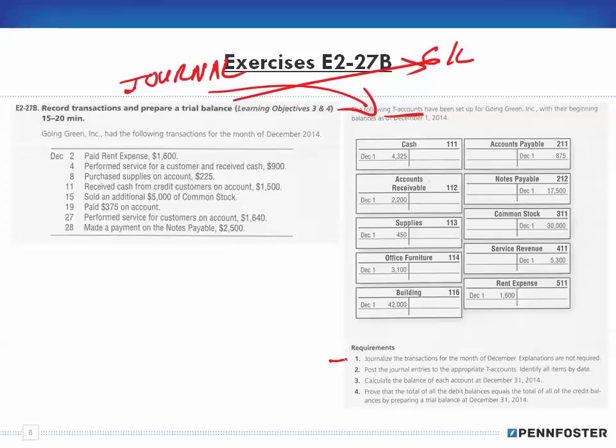So it says 1, journalize the transactions for December, then 2, post the journal entries to the appropriate T accounts and identify all items by date. Then 3, calculate the balances, and then 4, prove that the total of the debits equals the total of all the credits by preparing a trial balance at December 31st, 2014.